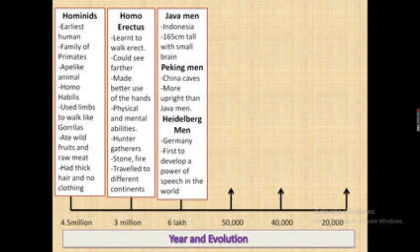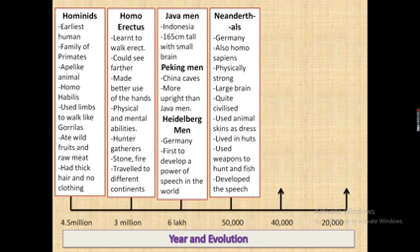And as a development, we see Java men from Indonesia. They were 165 centimeters tall, but they had a very small brain. And Peking men from the caves of China were a little taller than the Java men. Then we have Heidelberg men from Germany. Do you know an interesting fact? They were the first to develop the power of speech, the way we are speaking languages right now.